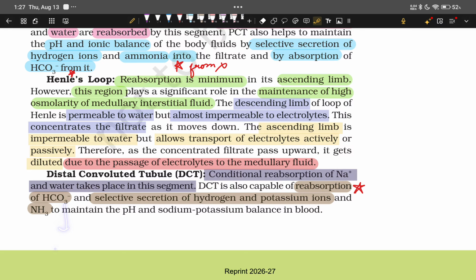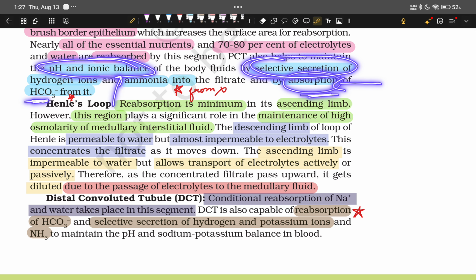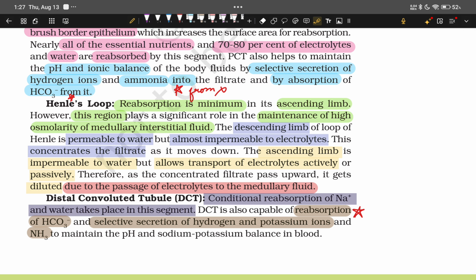Here NCERT is just saying there is reabsorption, but there NCERT was saying there was absorption of this. So it is kind of sensing that absorption of HCO3 is because of pH balance or ionic balance. So in the PCT, absorption of HCO3 minus takes place because it wants to maintain pH and ionic balance. But here there is direct reabsorption of HCO3 minus in the DCT. That is overall another topic. Reabsorption is there because these are essential for our body, so we take it back from the filtrate.